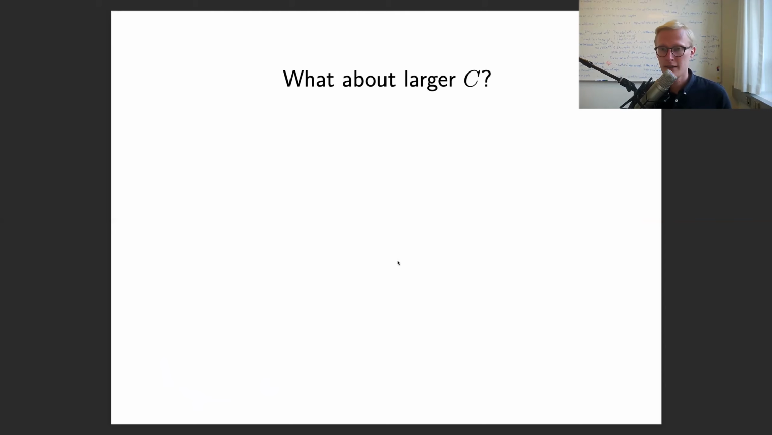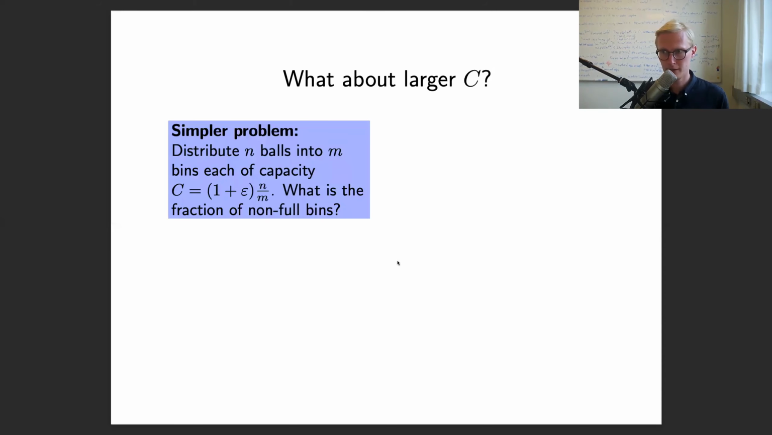So this leads to the natural question about what happens when C is larger than a constant. Because when C is larger than a constant, we expect more bins to be non-full, and it was the number of non-full bins that determined the complexity in the previous result. And this is what led us to study this much simpler problem, where we distribute n balls into m bins, each of capacity C. And for each ball, we keep picking a uniformly random non-full bin, and we want to know what is the fraction of non-full bins.